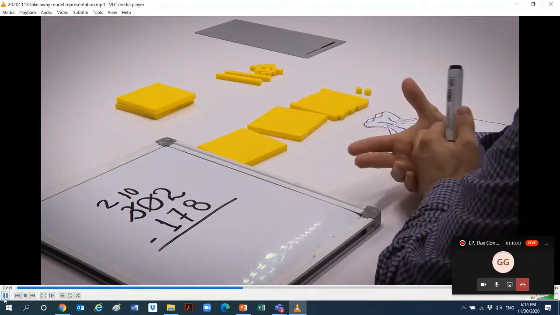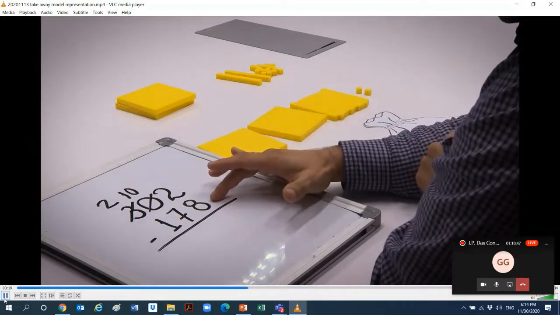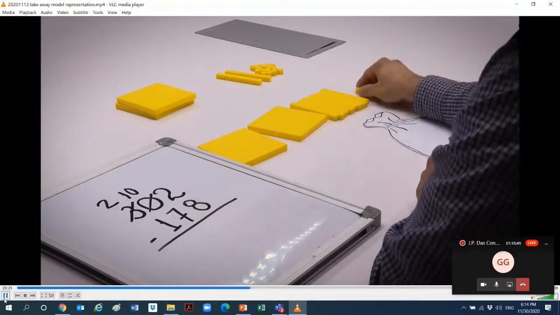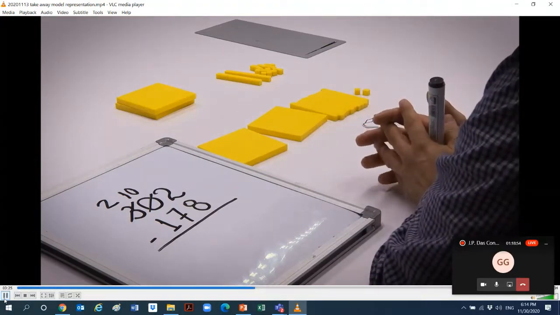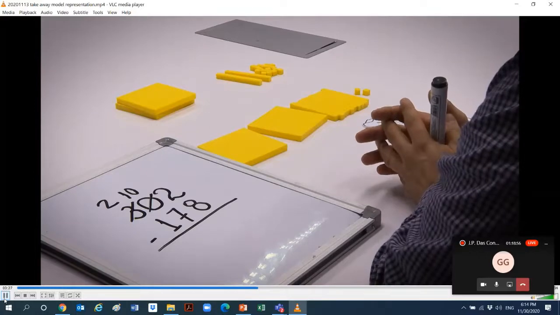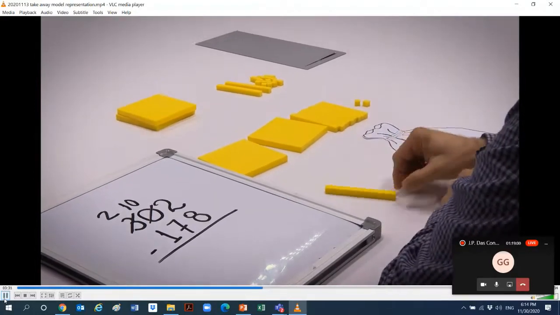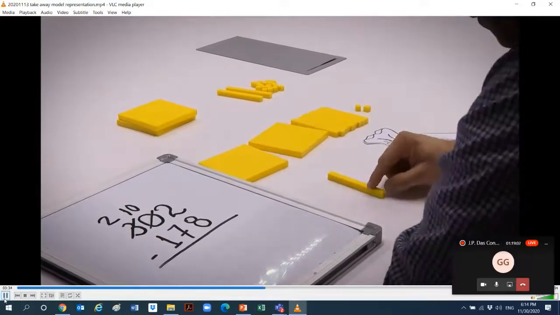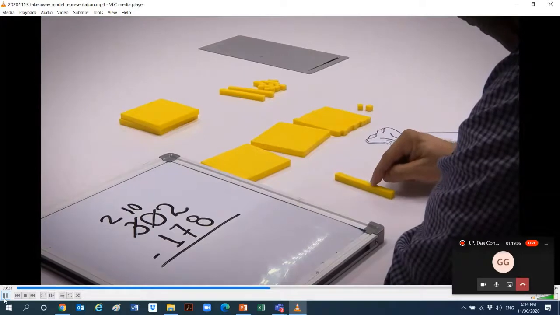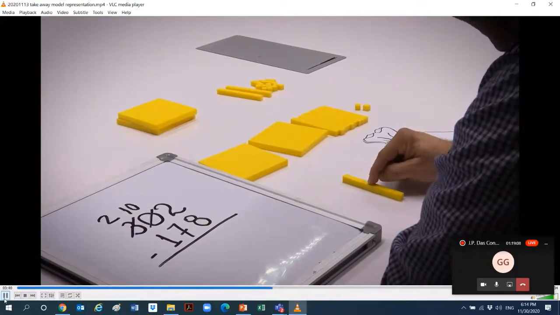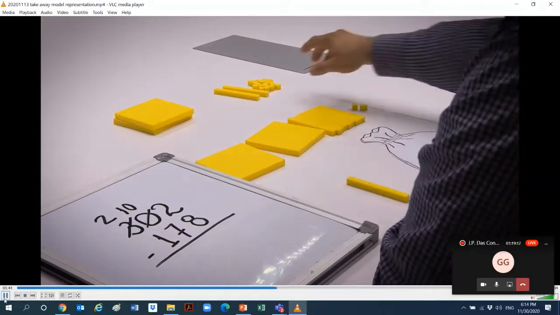Okay, let me remind you that I need to be taking away 8 little cubes, but I still have 2. So I need to make some more trades, and what I'm going to do right now, I'm going to trade 1 rod with little cubes. Let's see how many cubes I'm going to get. 1, 2, 3, 4, 5, 6, 7, 8, 9, 10.